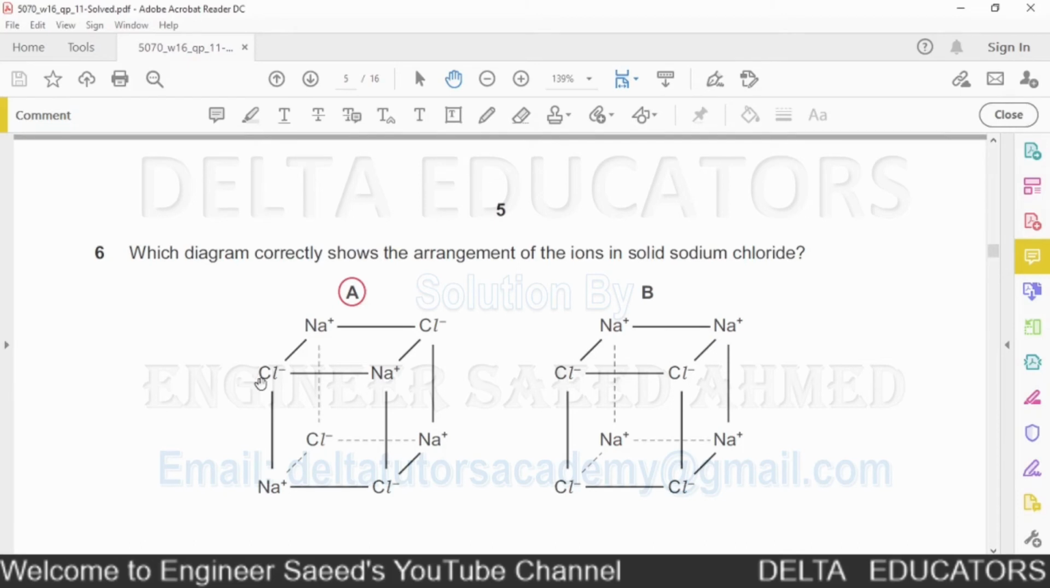So our correct option may be option A. But we will also check other options first. In option B, we have here sodium ion. Again, we have sodium ion. These are like charges. Like charges cannot be one after the other. So it is not a possible option, because these two like charges will repel each other. So here the lattice structure is not possible.